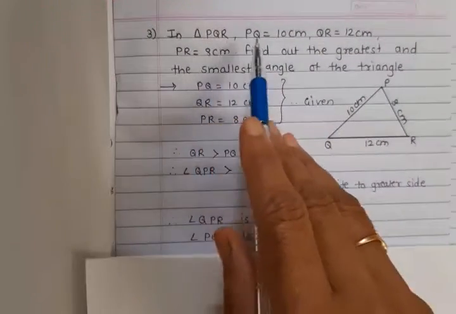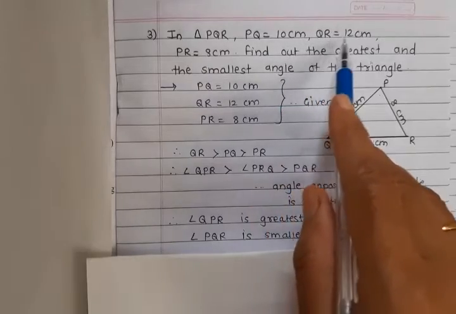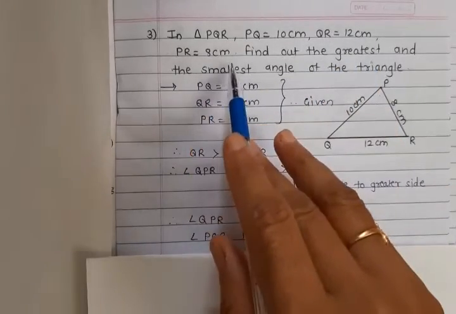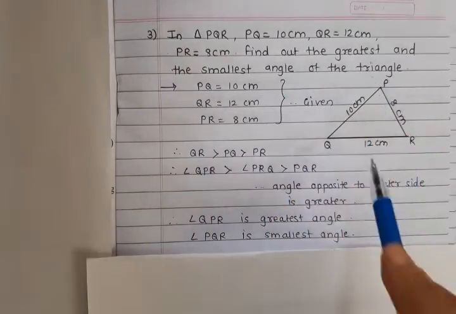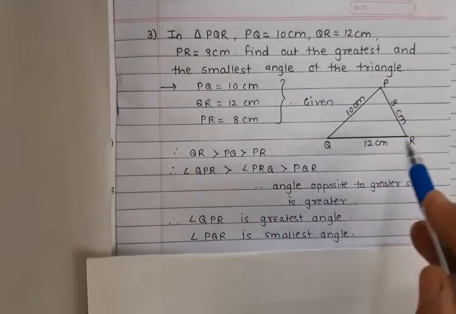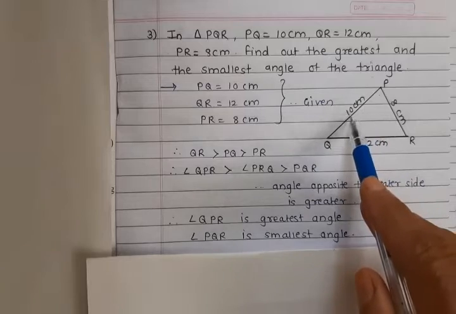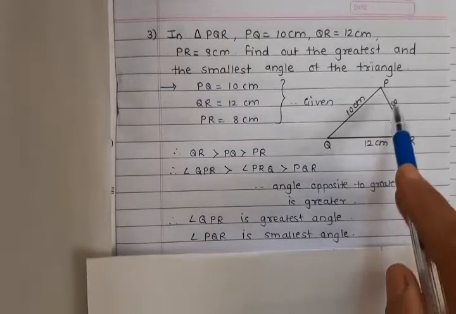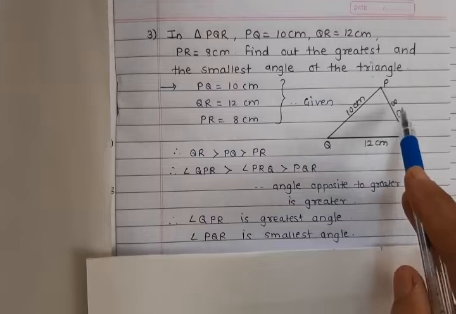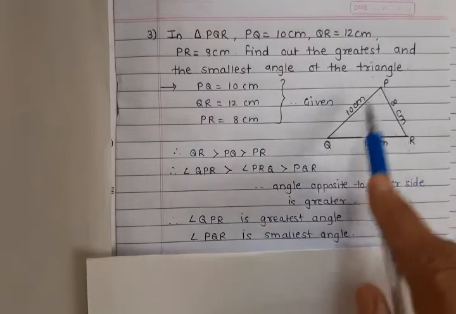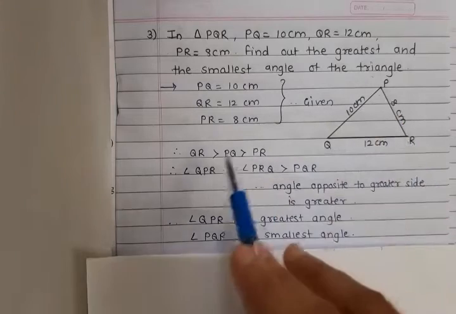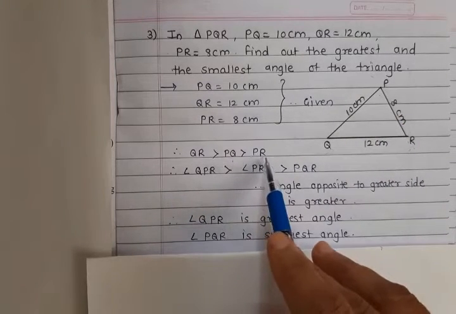In triangle PQR, PQ equals 10 cm, QR equals 12 cm, PR equals 8 cm. Find out the greatest and the smallest angle of the triangle. Look at the diagram. Here triangle PQR is given. In that PQ is 10 cm, QR is 12 cm, and PR is 8 cm. According to this information, we can mention QR is greater than PQ is greater than PR.